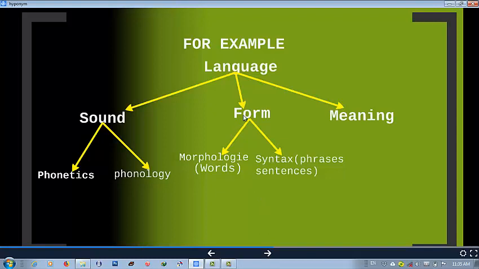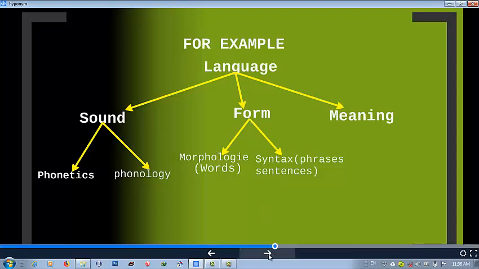And for form we have two: morphology and syntax. In syntax we study phrase structure and sentence structure, and morphology is about the structure of words. All these words are meronyms of the word form. So that is a part of the form.